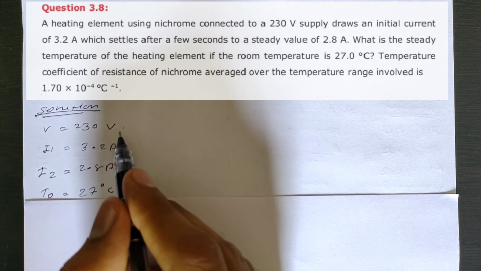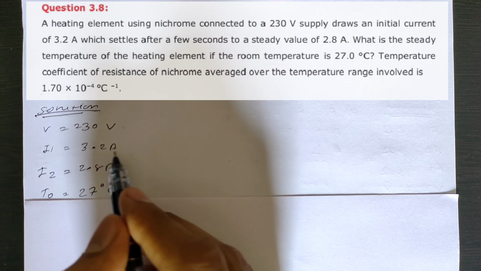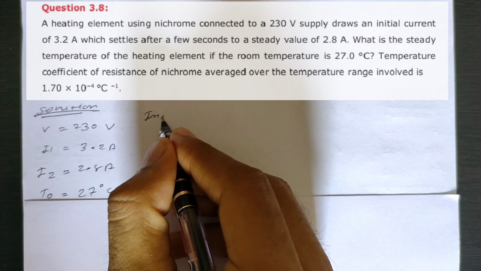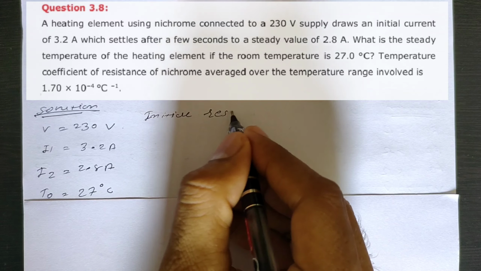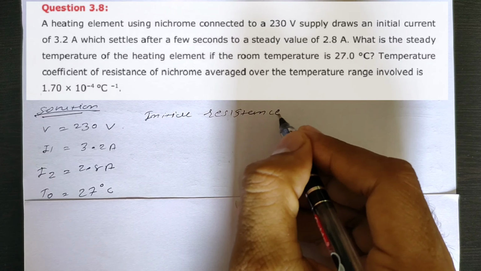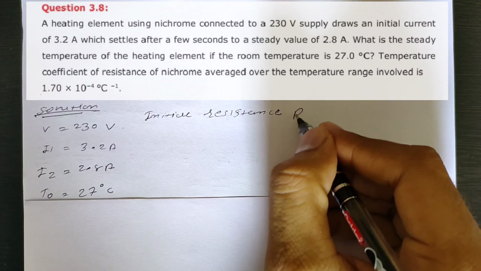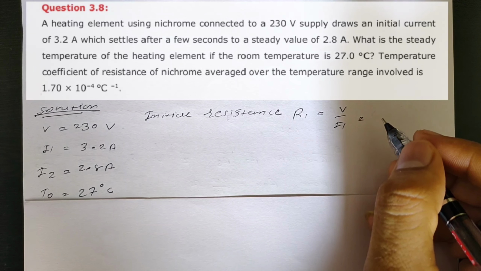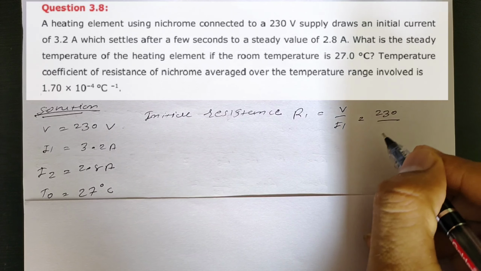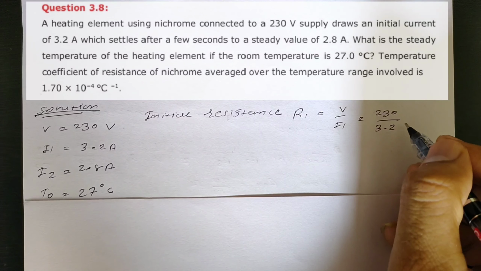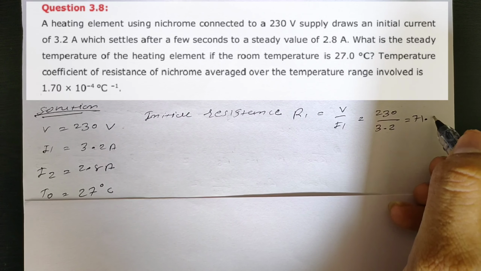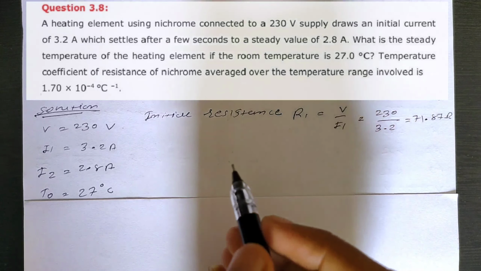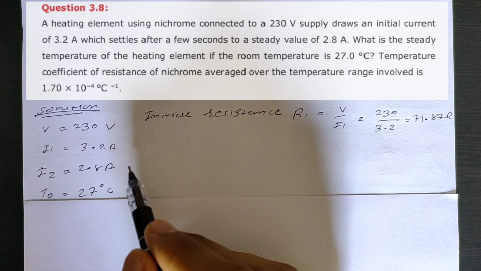So here we have the value of voltage and the current. When voltage is 230 and current drawn is 3.2 ampere, let the value of resistance be R1. So we can say initial resistance R1 is equal to V by I1. V over here is 230, so 230 divided by 3.2, we will get the answer 71.87 ohm.